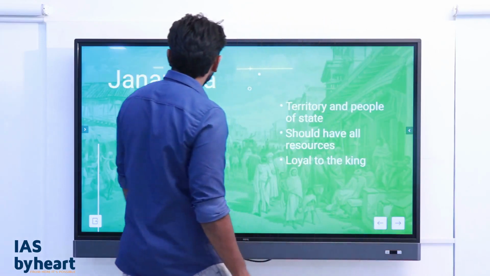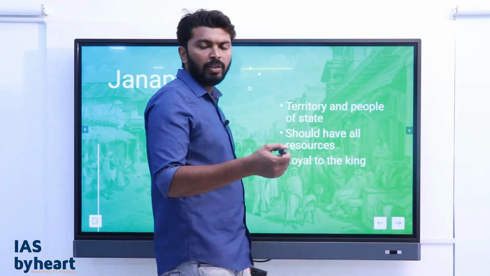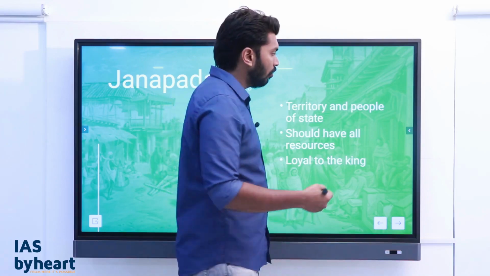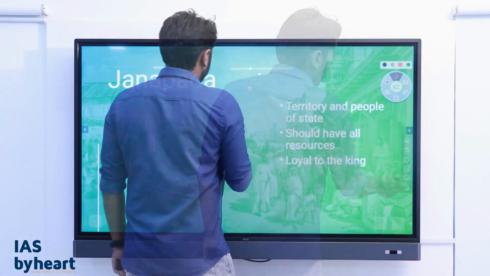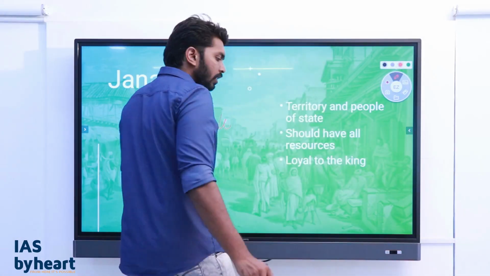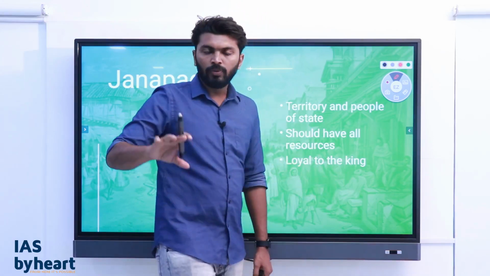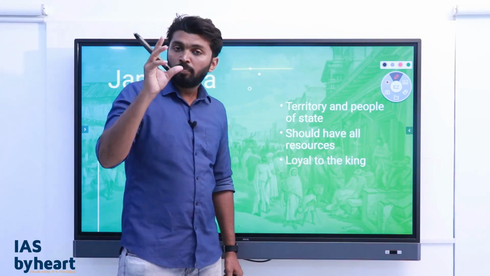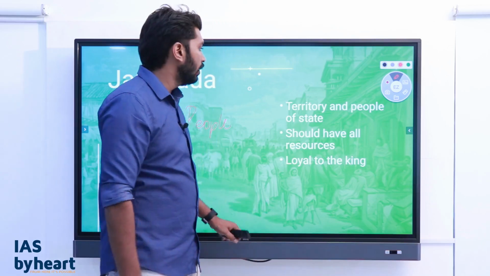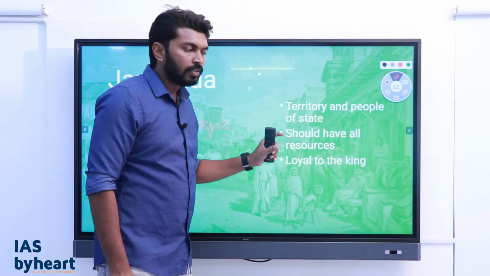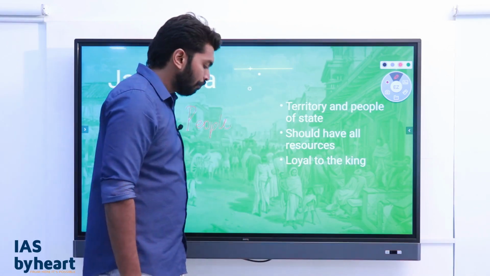And the next one is Janapada. Janapada means people and territory. People living within a territory, within the territory of that king. It is one of the important elements of Saptanga theory. Territory and people of the state constitute Janapada.